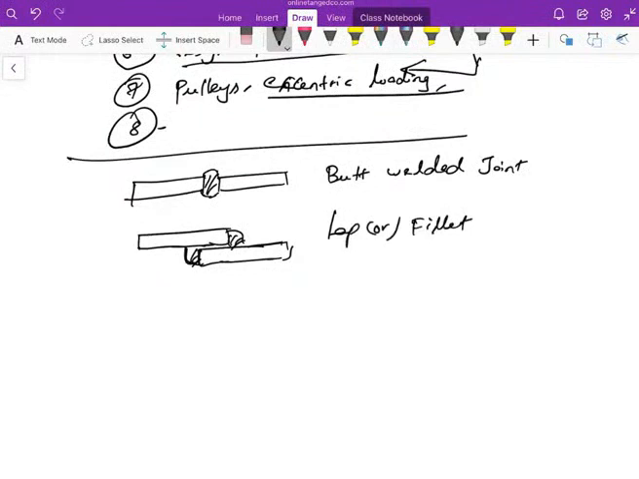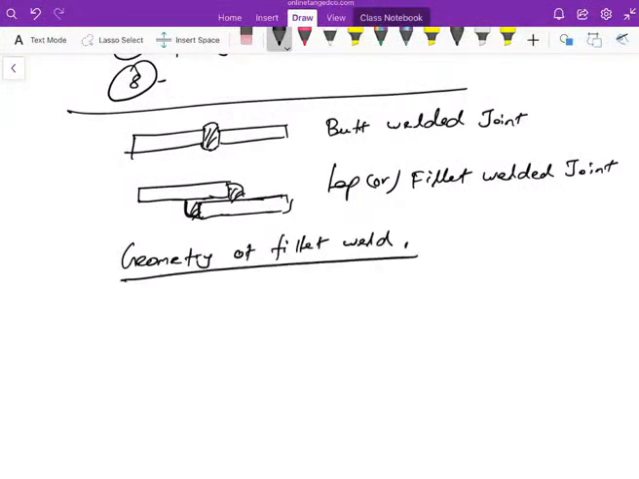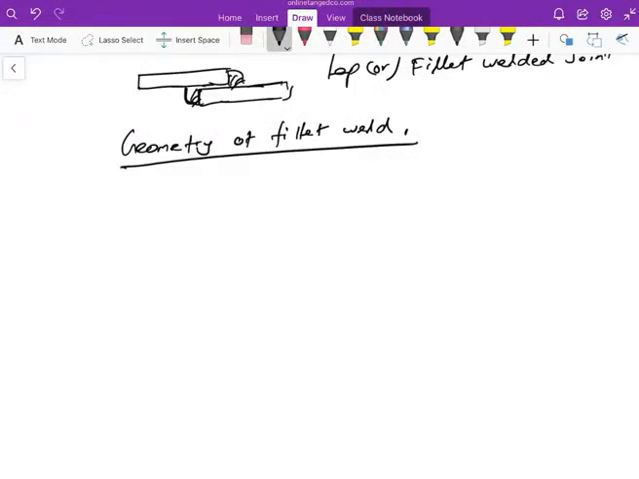Lap or fillet welded joint. Okay, so the geometry of this weld will look something like this. To design these welded joints, we need to know the specification of the geometries, right? So if you zoom out on this particular thing, it will look something like this.